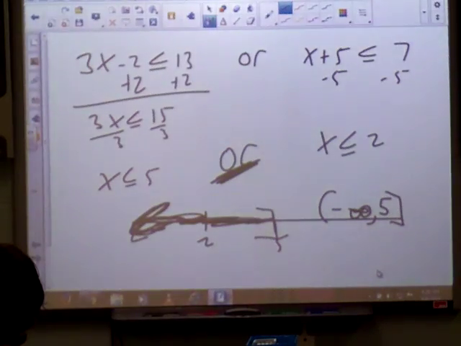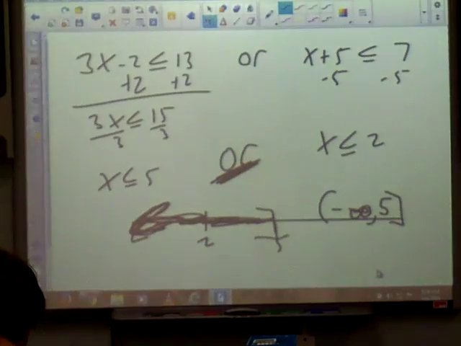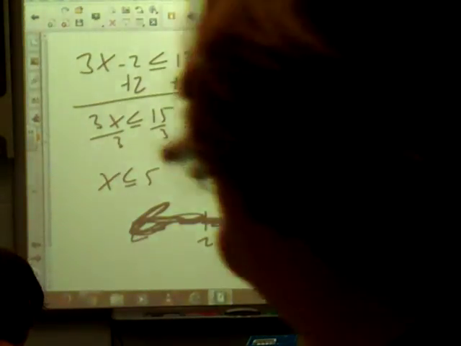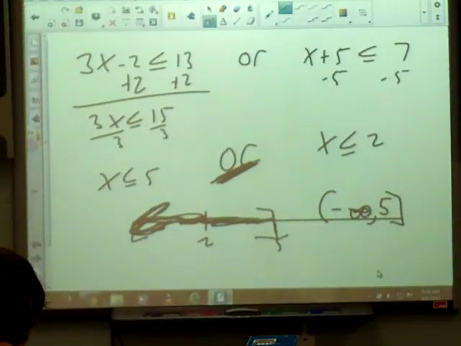Alright, so when they go the same direction like that, and it's an and, you always graph the least part of it. When it's an or, you graph the biggest chunk of it. That make a little bit of sense?